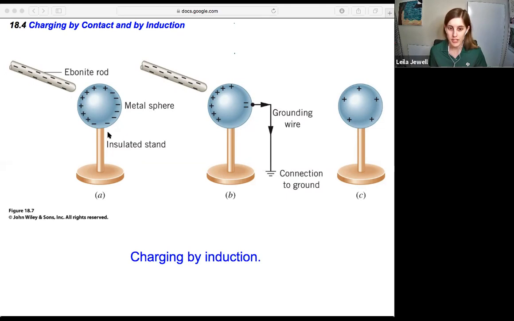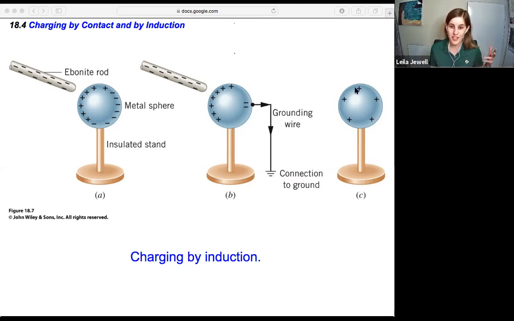If we very carefully attach a grounding wire to the right side while the rod is still nearby, the grounding wire connects to ground, that's to the earth, and that will pull the electrons down. Electrons want to flow to the earth. The earth is a great place to dump electrons. It wants all the electrons. So we can take those electrons off, and then if we disconnect the grounding wire and remove the ebonite rod, we'll be left with a net positive charge.